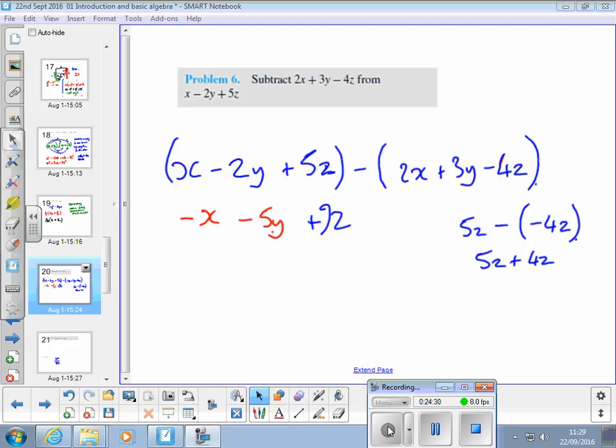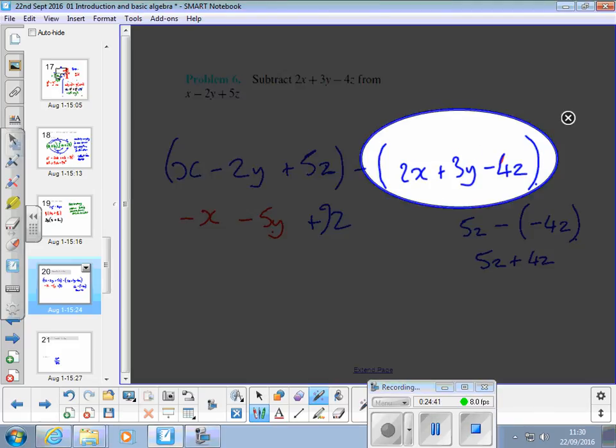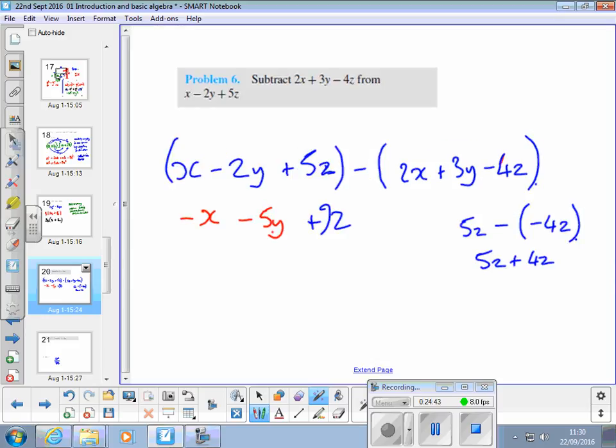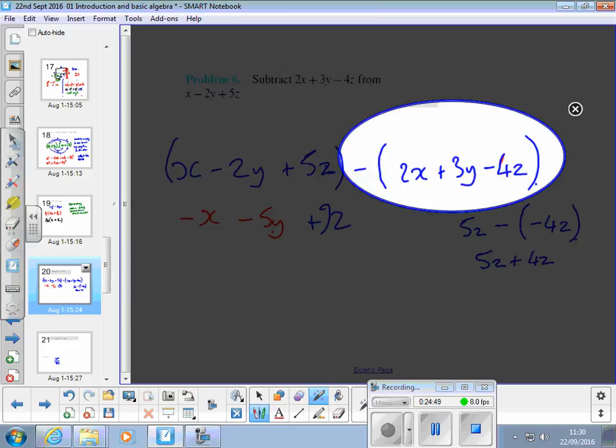If we just look at that part, I want the negative number as well, and the negative bit in that as well. That negative sign there means it's -1 times all of that. So we could multiply out that set of brackets by multiplying everything by -1.